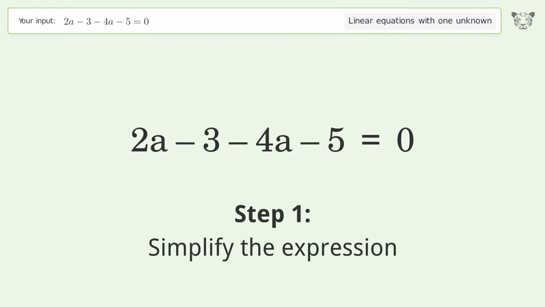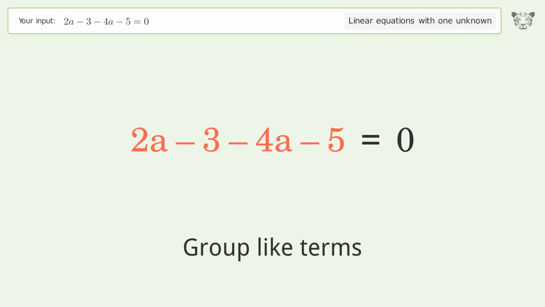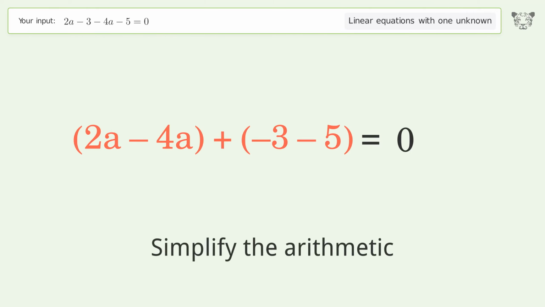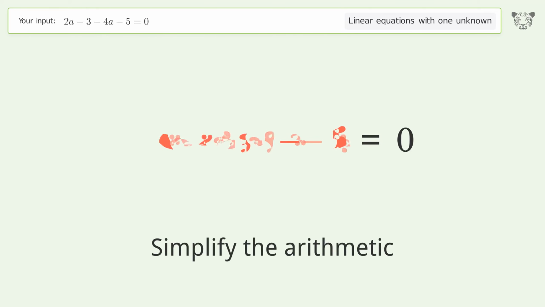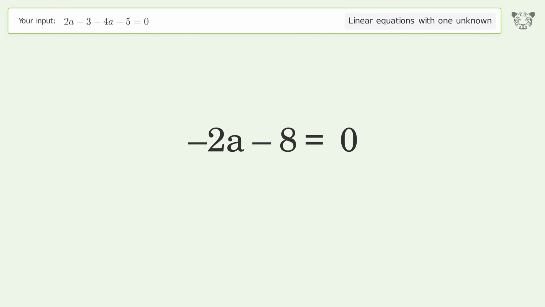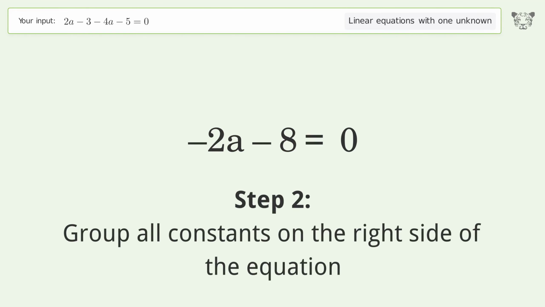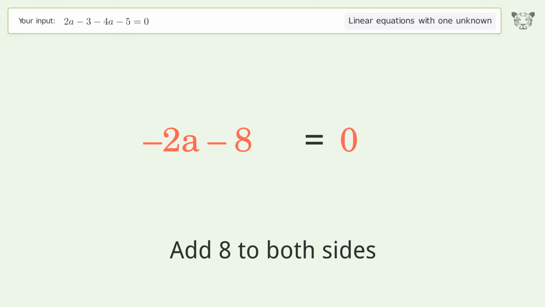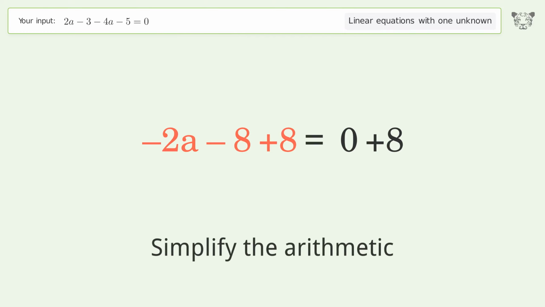Simplify the expression. Group like terms. Simplify the arithmetic. Group all constants on the right side of the equation. Add 8 to both sides. Simplify the arithmetic.